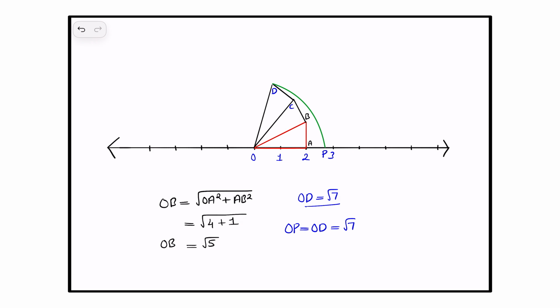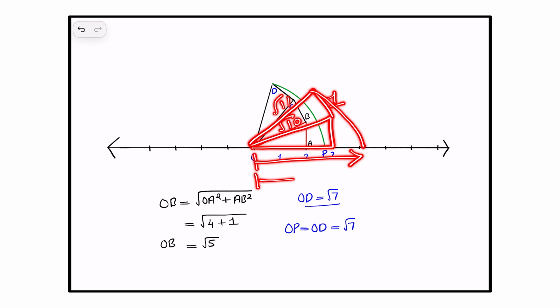You can start with the base of length 3 unit, 1 unit in height, join, you will get root 10. This will be root 10. Again make 1 more unit in height, join this, and you will get root 11. You have to join, draw using compass, and you will get root 11 on the number line. So in this way any large numbers can be plotted.